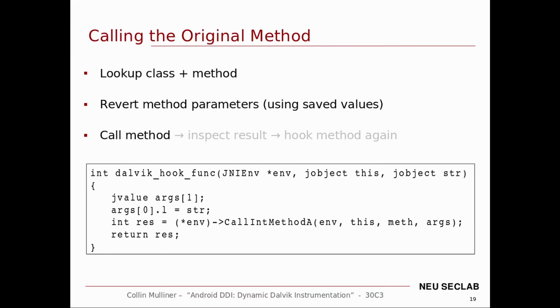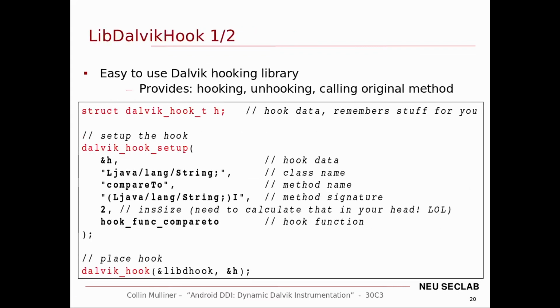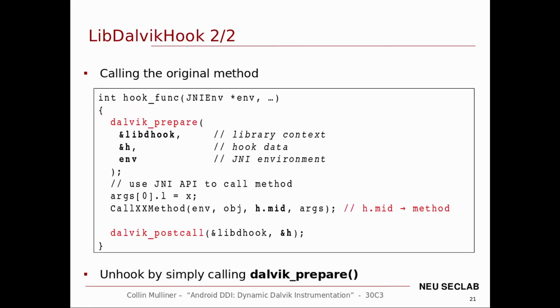This sounds, of course, very complicated and cumbersome. You don't want to write this by hand for every method. So I created this really nice, easy to use lib-dalvik hook library. And what you basically do, you say, okay, I want to set up a hook. You pass it the name of the class, the method name, the method signature, the size of the registers, and a function pointer, which is your hook function. And then you just call hook, and that's it. From then on, this function will be used whenever this method in this class is being executed.